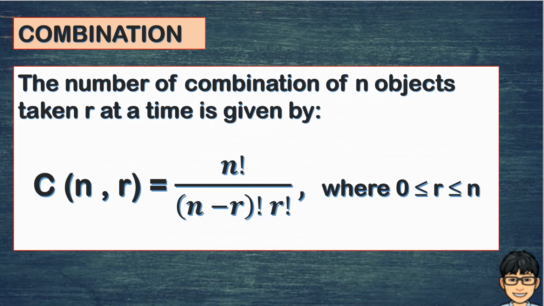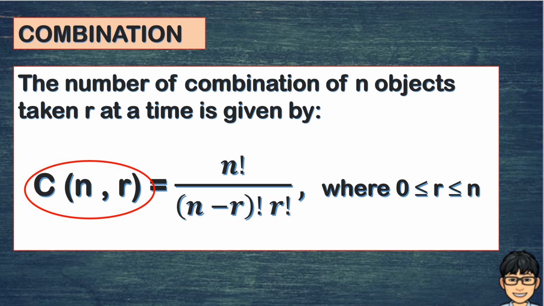To continue, the number of combinations of n objects taken r at a time is given by this formula. n factorial divided by the quantity of n minus r factorial times r factorial, where r is greater than or equal to 0 but less than or equal to n. This notation can be read as n select r or n choose r.